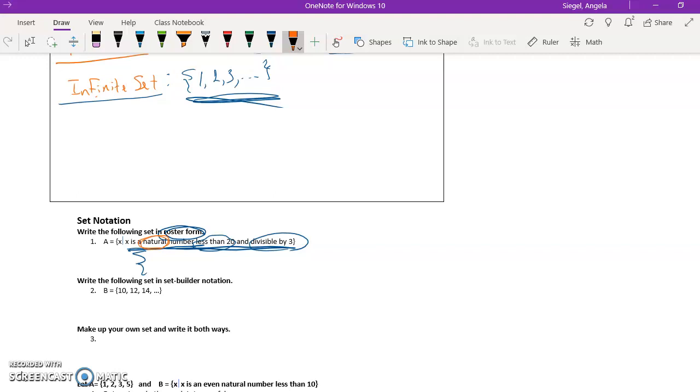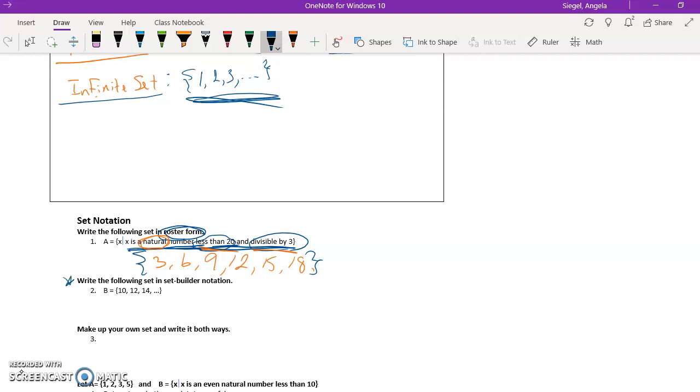Okay, so let's go back. A natural number less than 20 divisible by 3. So think about this. We're going to count by 3. So let's see. 3 is divisible by 3. 6 is divisible by 3. 9, 12, 15, 18, 21. Oh, nope, 21 goes past 20. So this would be the roster notation for the set builder that it gave us.